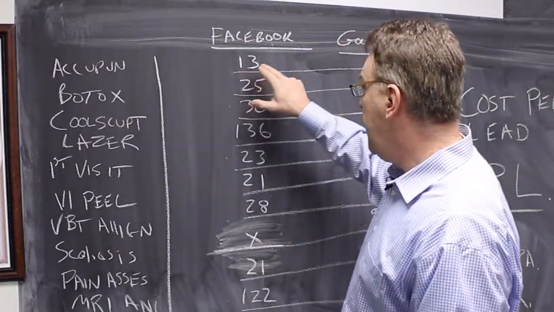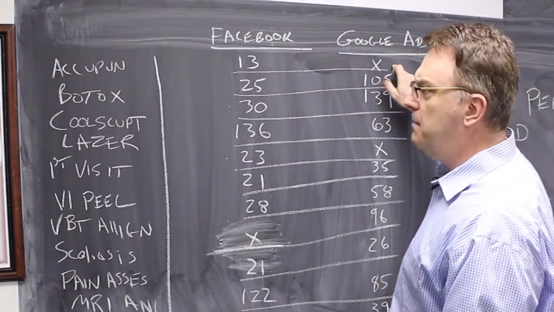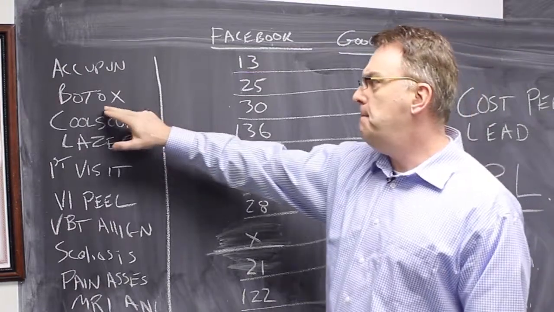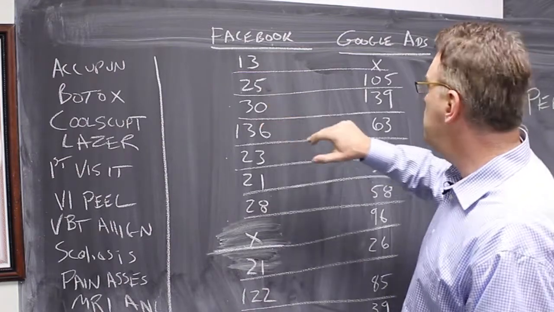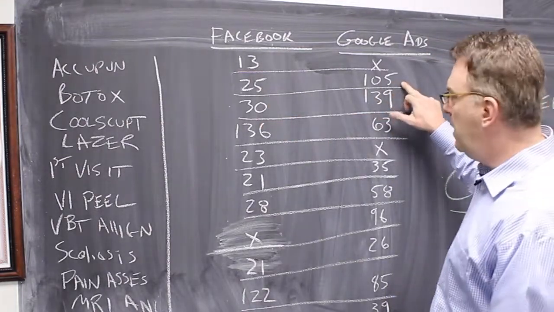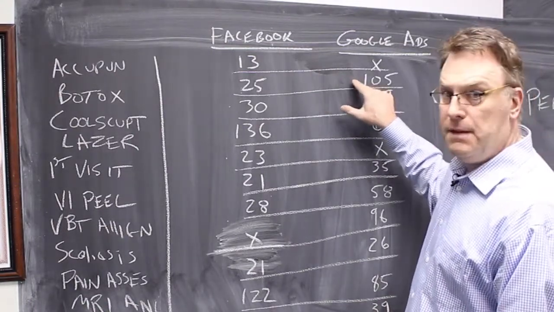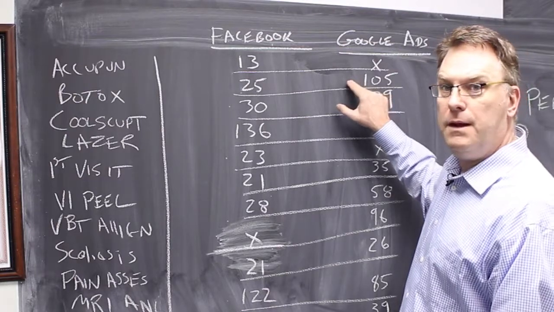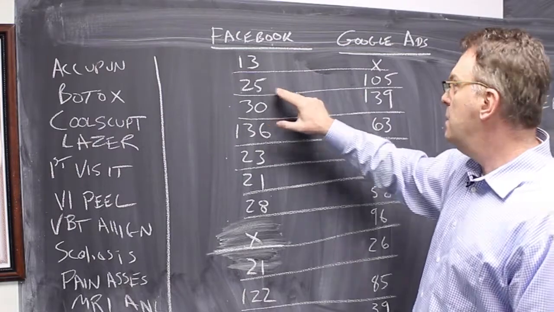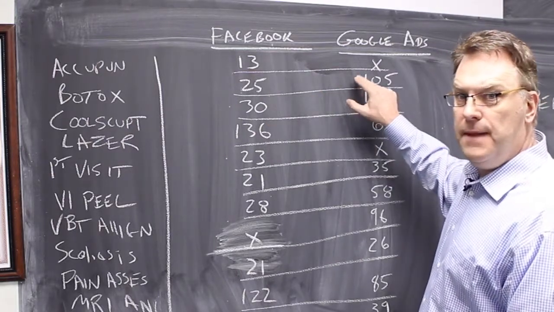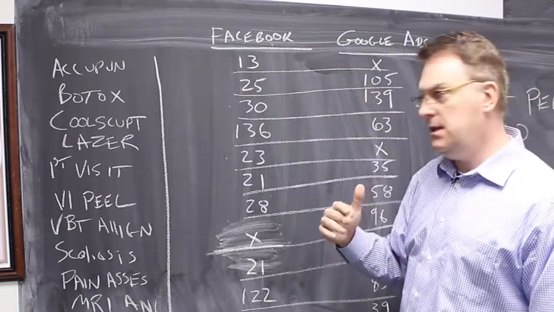Acupuncture leads are averaging $13 in Facebook per lead. We're not running Google ads in acupuncture right now; they haven't been effective. Botox, we are seeing $25 per lead in Facebook, $105 per lead in Google. Why such a big difference? Competition-wise, there are a lot of people doing Botox ads, so you have to spend a lot more money to get the lead. The leads, as opposed to Facebook, could be more qualified. That's another discussion; we're going to talk about cost per acquisition. This is just cost per lead, getting the leads in the door.